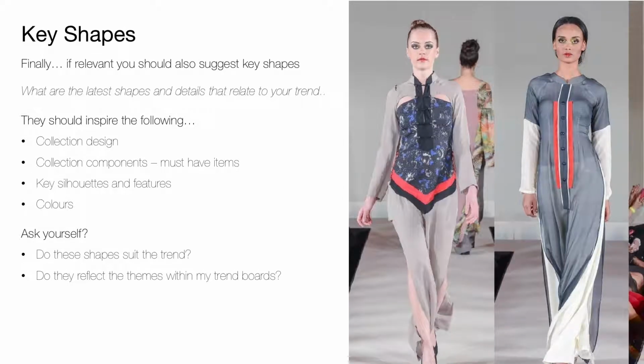Key shapes. Finally, if relevant, you should also include key shapes, especially if you haven't put any on your trend boards to date. So what are the latest shapes and details that relate to your trend? These should inspire the following: collection design, collection components. Think, what are the must-have items that a designer needs to put into a collection for this season? Are these illustrated on your boards? This is what you need to add here. Key silhouettes and features, as well as colours.